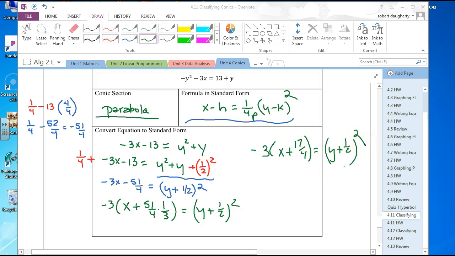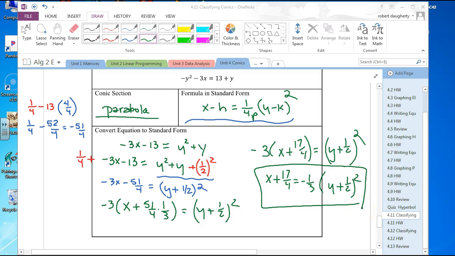Is that the final form? No. I need to divide everything now by what? Negative 3. So this is x plus 17/4 equal negative 1/3 (y plus 1/2) squared. Final form. There we go. If you can get that, you're solid. Where's the vertex? Negative 17/4, negative 1/2.